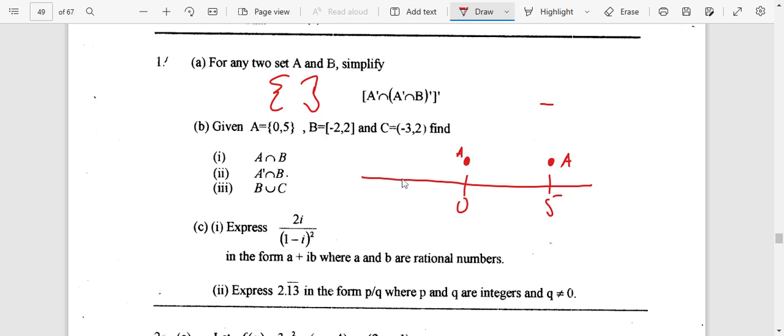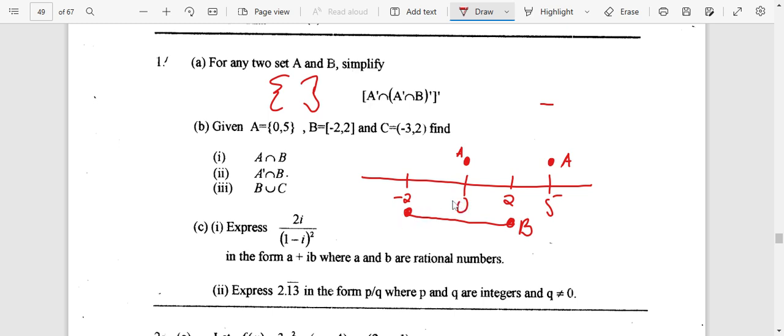And then for B, it's coming from negative 2 to positive 2. This is a range and we're including both. We are including negative 2. We are also including positive 2. This is the set B. Now we want where these two sets are intersecting.